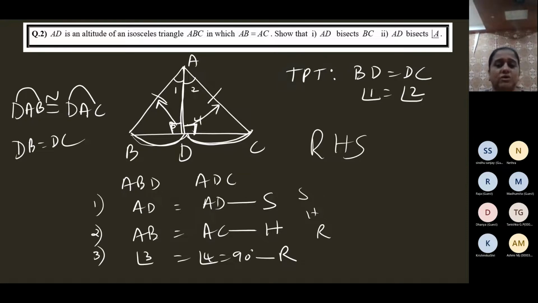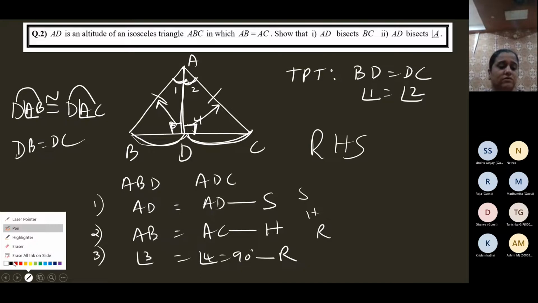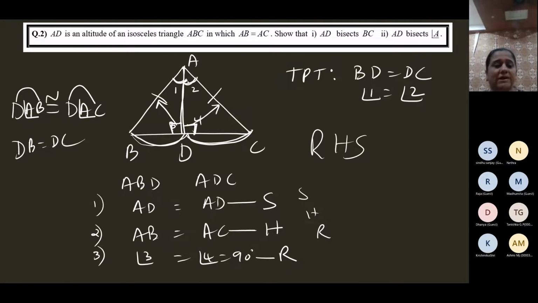And then how do you show that angle 1 is equal to angle 2? It's angle A in both the triangles. See here, angle A of the first triangle is equal to angle A of the second triangle. So that means angle 1 of the first triangle is equal to angle 2 of the second triangle. So since DB is equal to DC, AD bisects BC. And since angle 1 is equal to angle 2, AD bisects angle A.